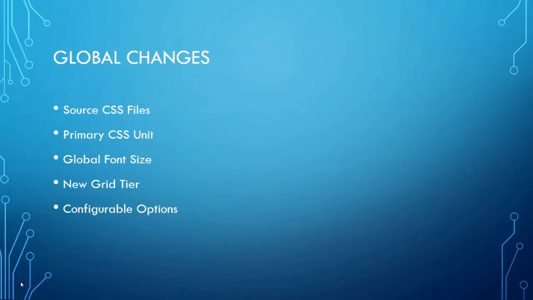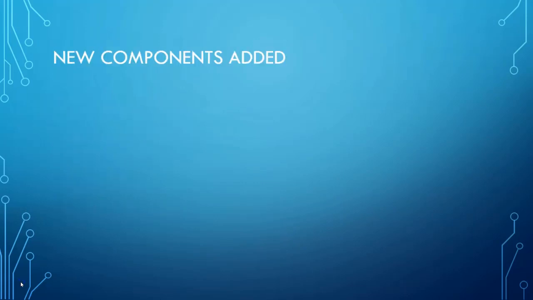There are configurable options, and with this we can now configure different themes through SCSS variables in Bootstrap, which we will learn in detail later in this tutorial series. Now let's see some of the new components which are added to Bootstrap.